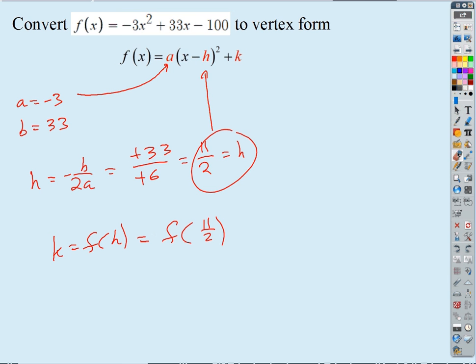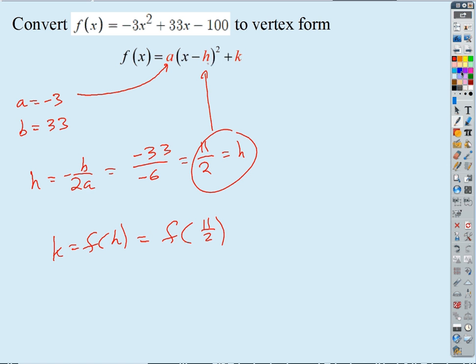Anyway, so h is -b over 2a, so that's going to give us -33, because b is 33, so I get -33 over 2 times -3, which is -6. But negative over negative is positive, and so it just reduces to 11/2. So h is 11/2. There's the value I'm plugging in there.